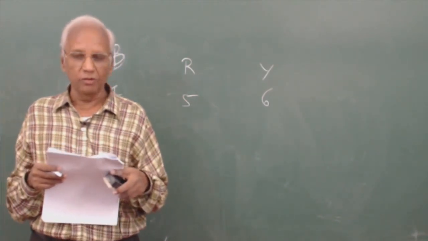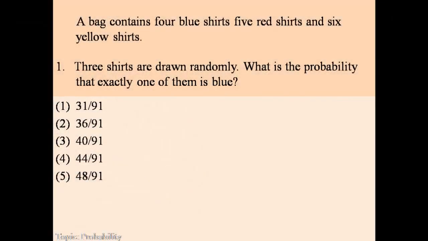3 shirts are drawn randomly. Randomly means we don't give any preference. We don't think that I would like to have this shirt only, so let me search for it and take it out. Blindly we just pick out. You don't see it and try to pick up as you like. Just 3 shirts you pick up from the bag without seeing it. That means randomly you are choosing.